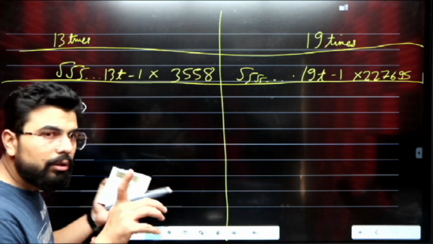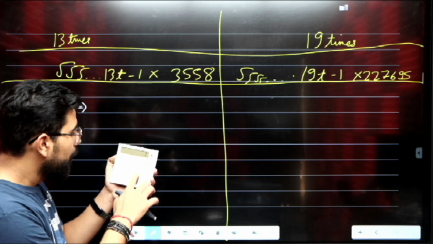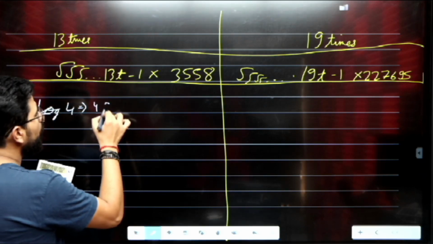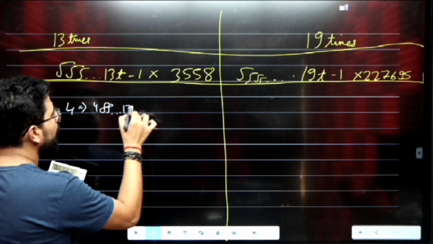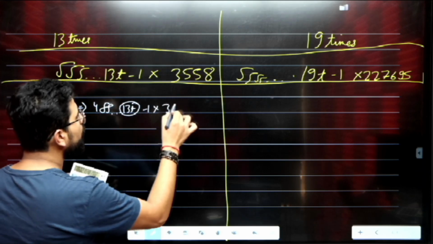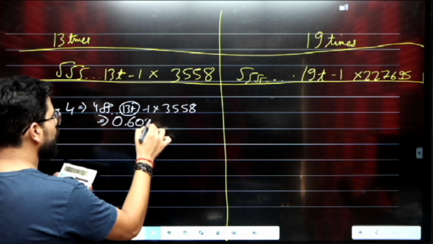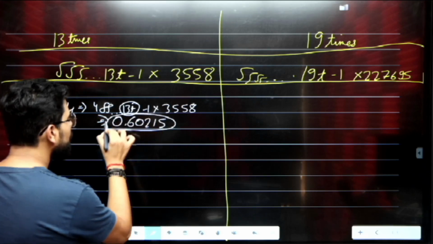Okay. So you did 13 times root minus 1 into 3558. So 4 root for 13 times minus 1 into 3558 is your answer 0.60215? Yes or no? Yes, sir.